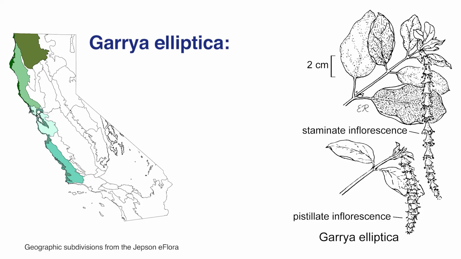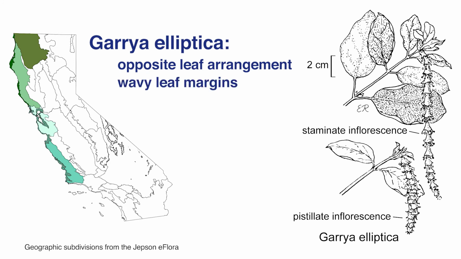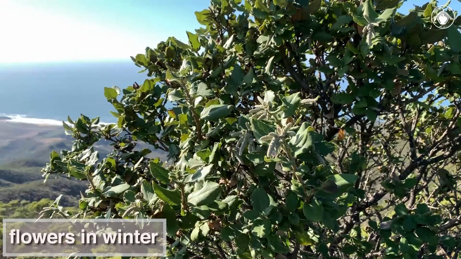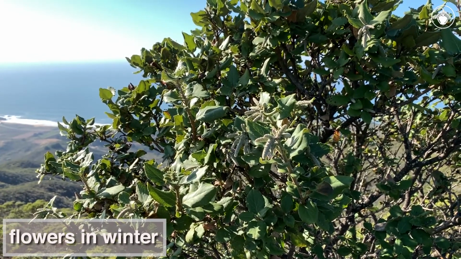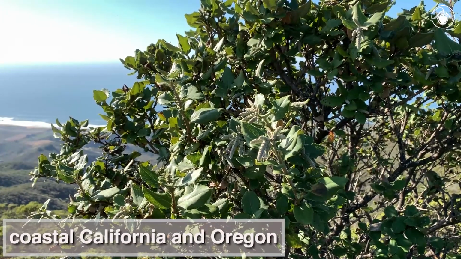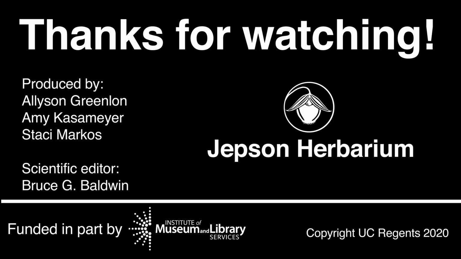There you have it. With its opposite leaf arrangement, wavy leaf margin, interwoven hairs, and silky male and female catkins that look like tassels, you can be sure to recognize Garrya elliptica. Garrya elliptica flowers in winter and can be commonly found throughout coastal California and Oregon, where the beautiful silver tassels welcome the new year. Follow the Jepson videos to learn more about the plants of California.